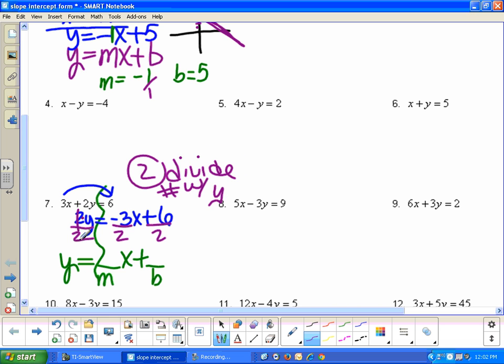Well, those cancel out. There's my y. Negative 3 over 2 can't be reduced anymore. There's my slope. And what's 6 divided by 2? 3. So there's the equation of a line. y equals negative 3 over 2x plus 3.